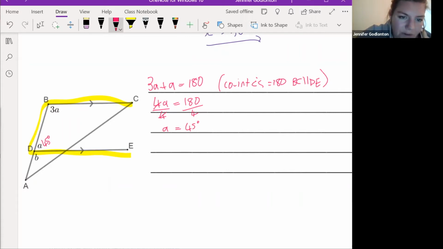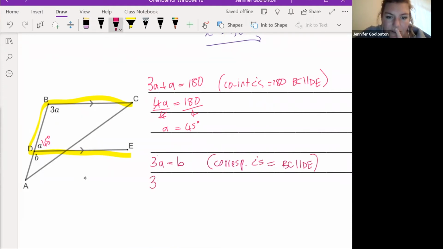Great. Okay. Talk me through the next step. How we're going to find B. We're going to say 3A is equal to B. What's my reason? Corresponding angles are equal, and BC is parallel to DE. What would my next line look like? 3 times 45 is equal to B. And then 135 degrees is equal to B. Perfect.